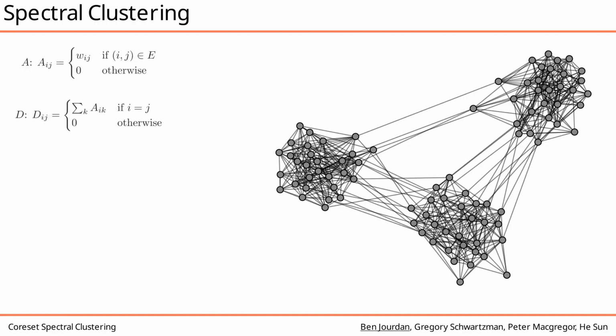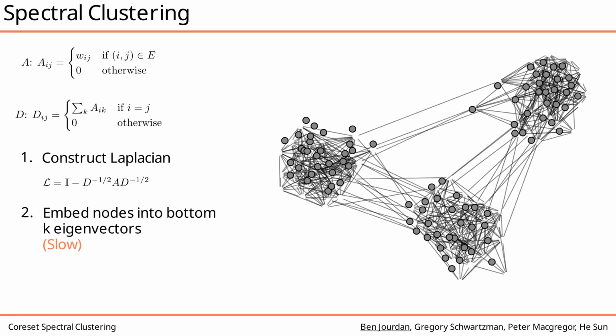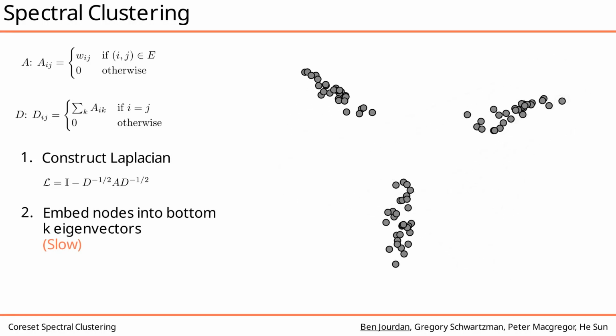If you've not come across spectral clustering, here's how it works. We start with the adjacency and degree matrices. The adjacency matrix tells us which nodes are similar to each other, and the diagonal degree matrix tells us the sum of these similarities for each node. The first step is to construct the Laplacian matrix. Then we embed all the nodes into the bottom k eigenvectors of the Laplacian, where k is the number of clusters. Finding all k eigenvectors is typically the slowest part. Finally, we run k-means on this embedding space. This gives us the output partition.